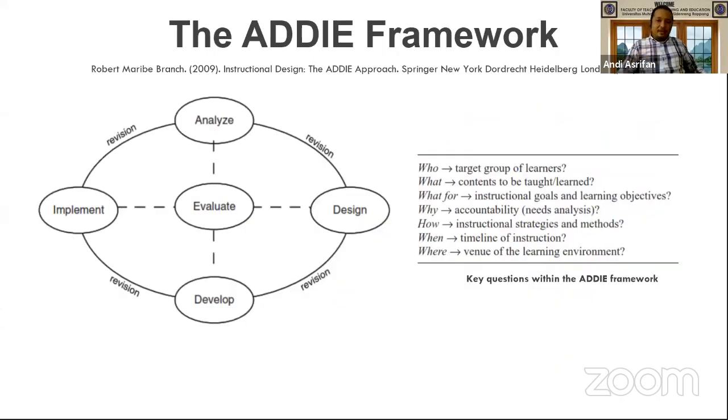This is ADDIE, the very common and famous instructional design framework. ADDIE stands for analyze, design, develop, implement, evaluate. Based on ADDIE, we have key questions here. The first, who: the target group of learners, and what: the content to be taught and learned. What for: the instructional goal and objective, the learning objective, and why: this is the needs analysis. And then how: this is the instructional strategy and method. When is the timeline of instruction, and where is the venue of the learning environment.